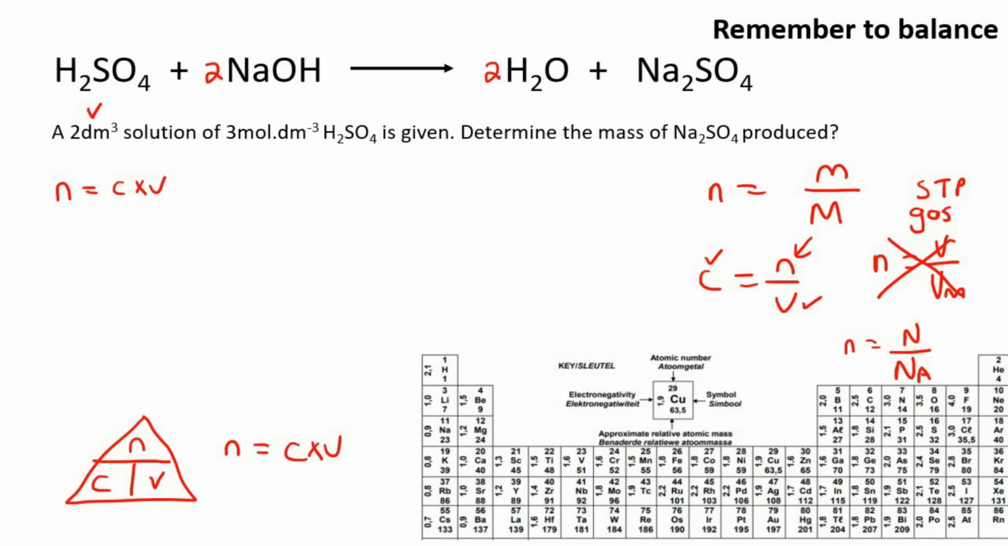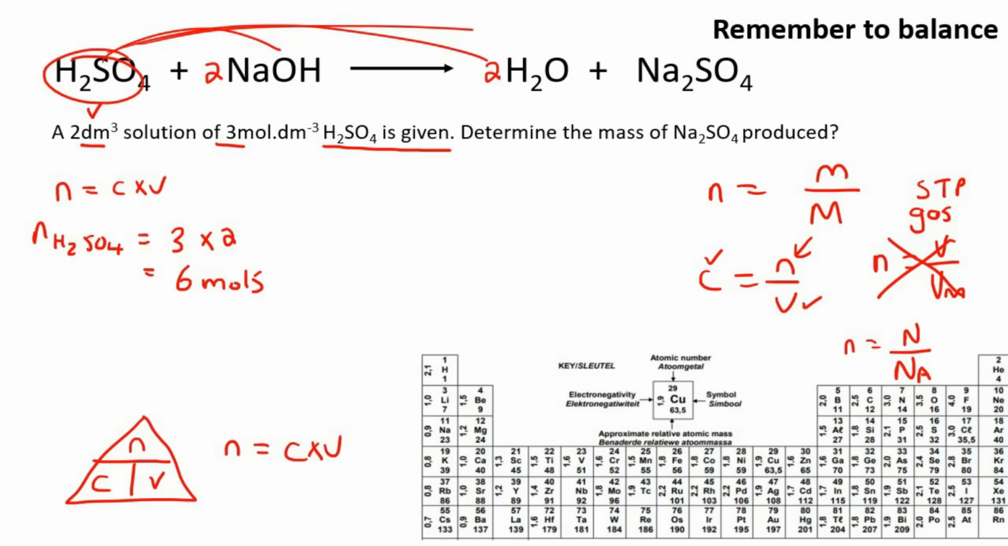So they tell us that we have 2 dm^3 and 3 mol per dm^3 of H2SO4. So we could work out the moles of H2SO4. Moles of H2SO4 is equal to the concentration, which is 3, multiplied by the volume, which is 2. And that's going to give us 6 moles. Excellent. That is the most important part, because once you have the moles of one of these, then you can get the moles of any of the others, depending on what the question asks.